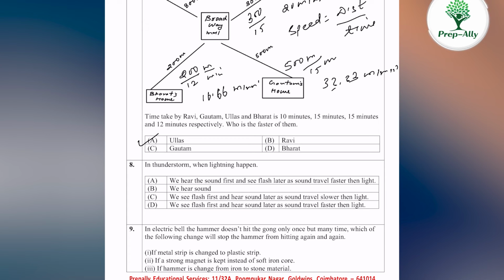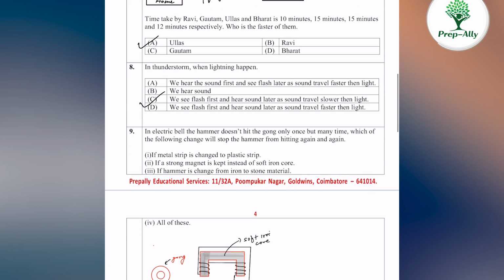That is correct. Flash will be seen first and sound will be heard later because that light is traveling way faster. And next one, we see flash first and hear sound later as sound travels faster. That is also wrong. So answer to this question will be C.